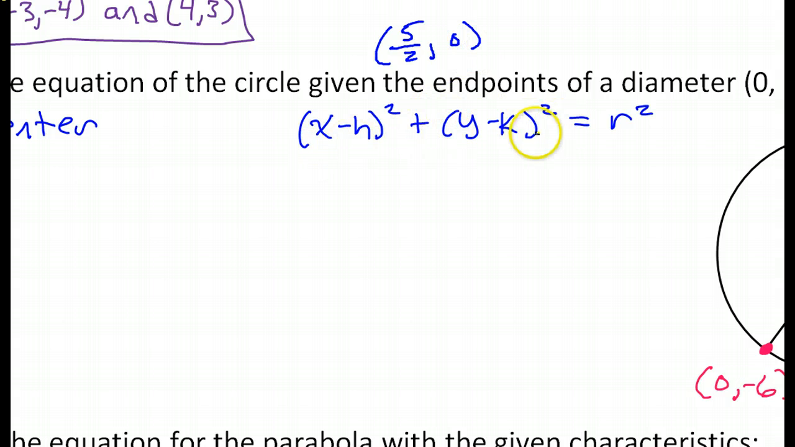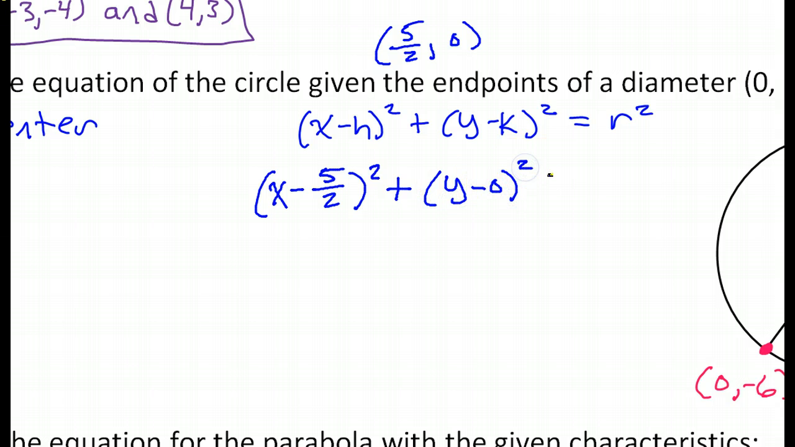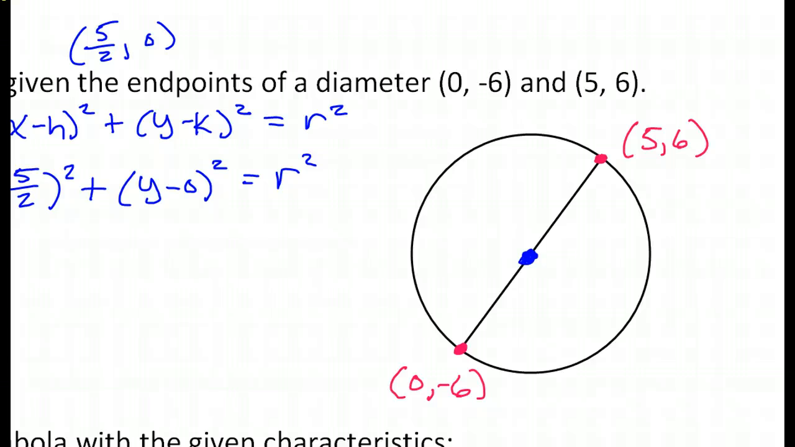Right there, using the 5 over 2, comma 0, I can write the entire left side of the equation right now. It's going to be x minus 5 over 2 squared plus y minus 0 squared. We still have to find the radius squared. In the end, I'm not going to put the 0 in there, I'm just going to erase it and have y squared, but I'll save that till the next step. Right now I want you to see the 5 over 2 goes there, the 0 goes there, h and k. So all we need now is the radius, and we'll square that, and then we'll have it. We will have to use the distance formula.